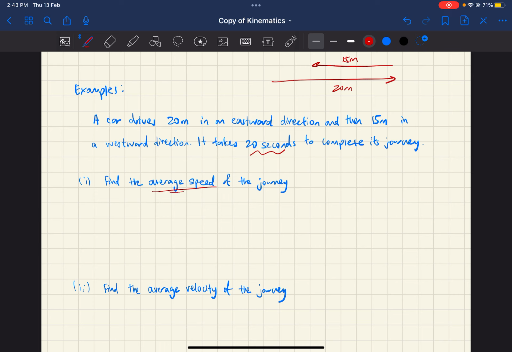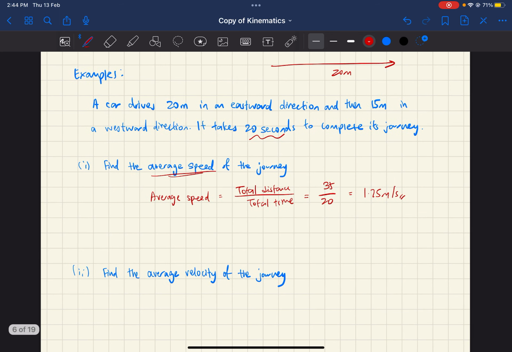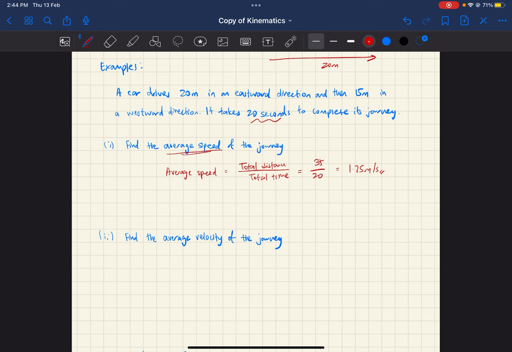Your average speed formula, you need to know, is the total distance over your total time taken. In this case, your total distance will be 35 and your total time taken will be 20, making it 1.75 meters per second. This one should be quite straightforward. Next one is your average velocity. Your average velocity will be a very similar formula. You just have to change the total distance to total displacement over total time.